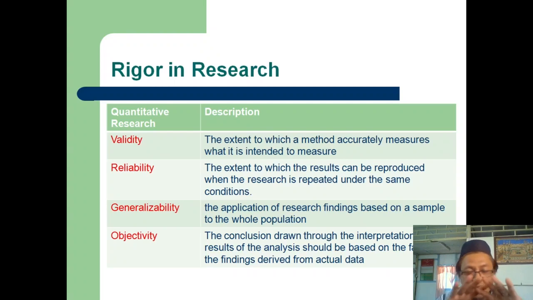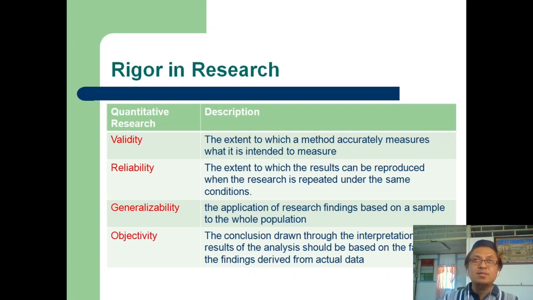Even though, let's say, the population is 1,000, you will not collect from 1,000 members of the population. You will only probably need to take like 300 members as a sample. But the results that you analyze based on these 300 samples can be applied to the population. So this is called generalizability. In quantitative research, this is one of the criteria we use to assess rigor.